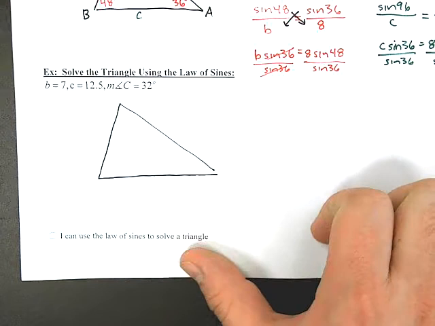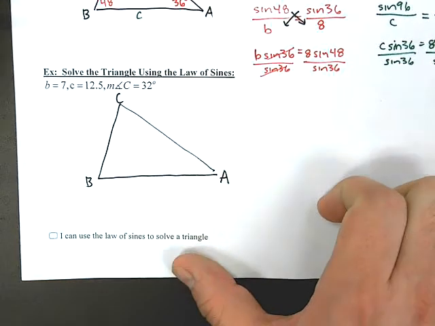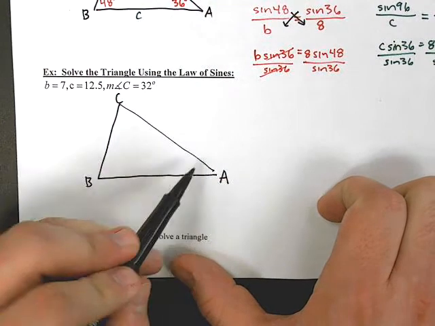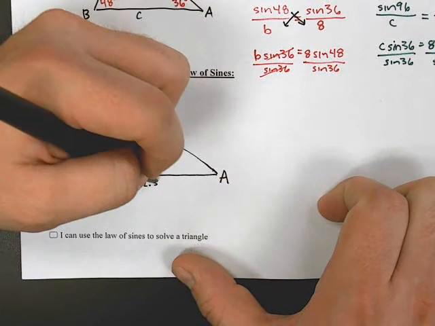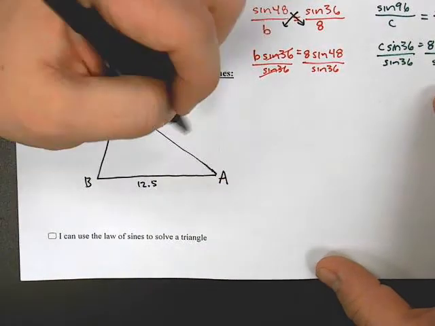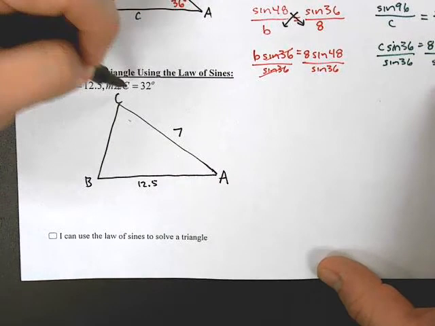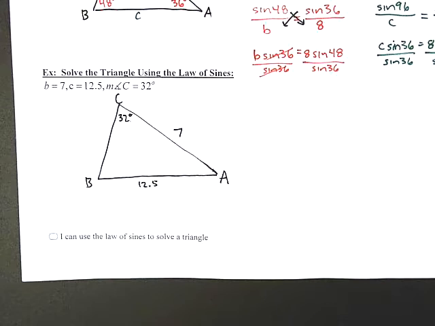I'm going to stay with what I did before, so we have it. So ABC, and let's see here. We have the side across from angle C is 12.5. We have that the side across from B is 7. And we knew that the angle over here is 32 degrees at C, sorry. Okay.